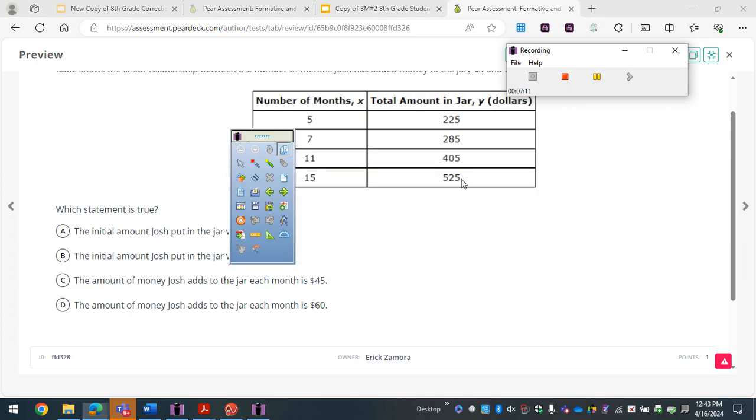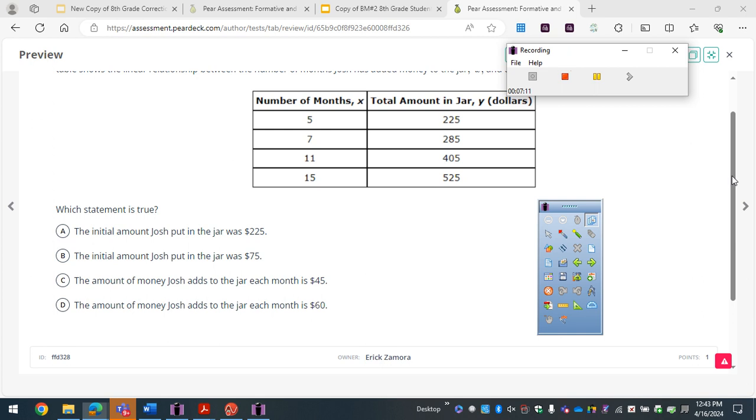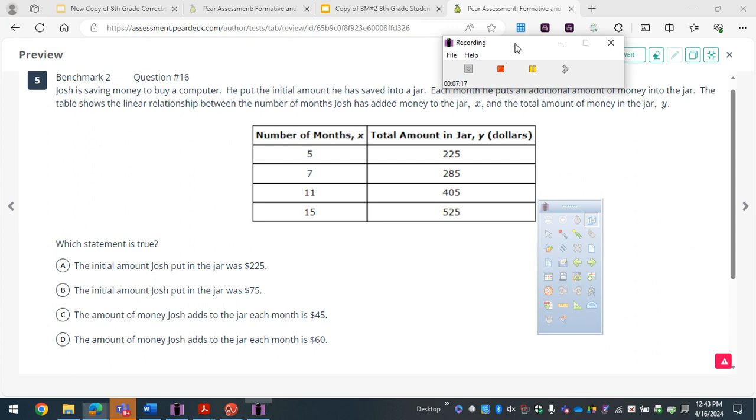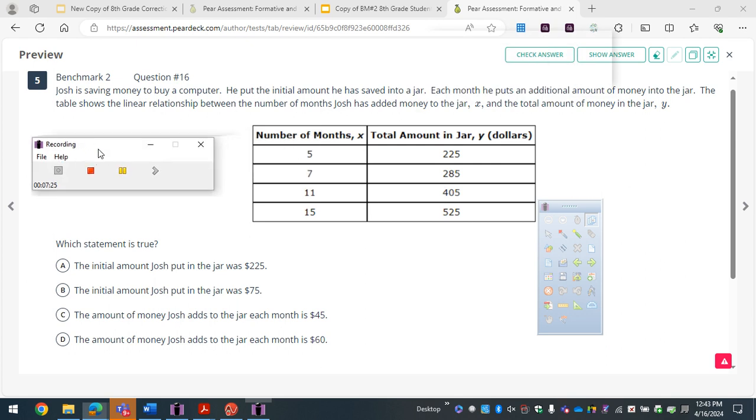Oh, again, once I tell everybody to see a table like this, listen, spreadsheets automatically. Okay, Josh is saying he's wanting to buy a computer. He put the initial amount that he had saved into a jar. Initial amount is going to be your B. Each month he puts an additional amount of money into the jar. The table shows a linear relationship between the number of months Josh has added money to the jar, X, and the total amount of money in the jar, Y.